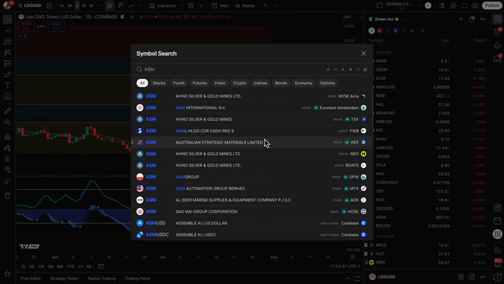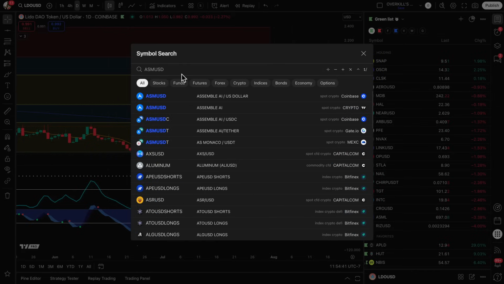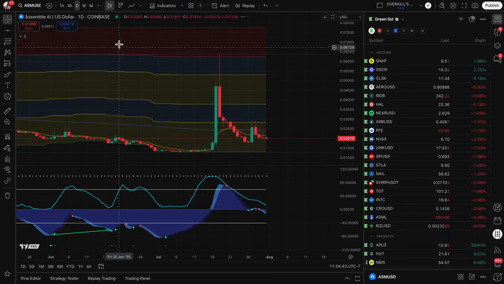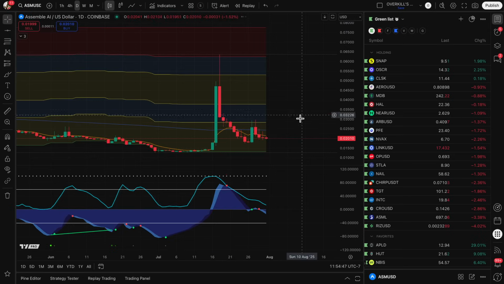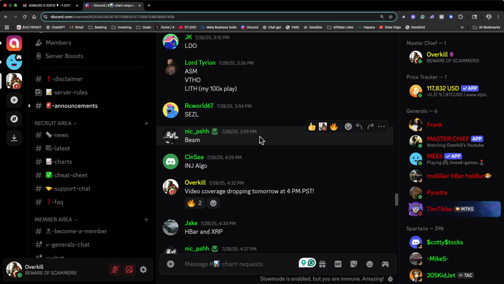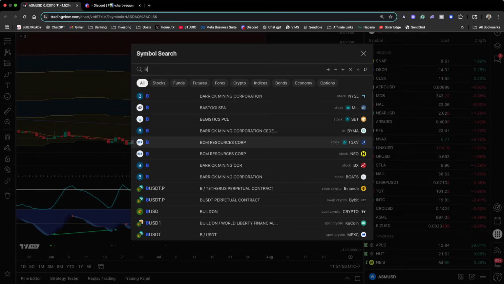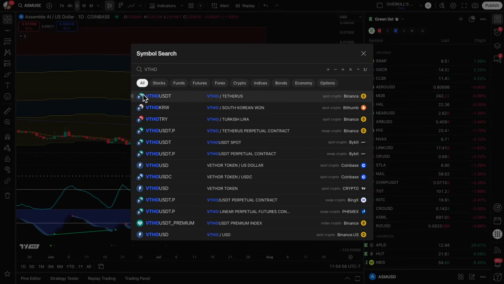ASM. Is that a crypto or a stock? I'm going to guess you're going to go with the crypto since your other requests were cryptos. That one is also great on the monthly. So this one looks good. It had a big move up, it came back down. Now would be the place you want to be looking for the green dots on the daily to play that one, now that you got the monthly confirmation.